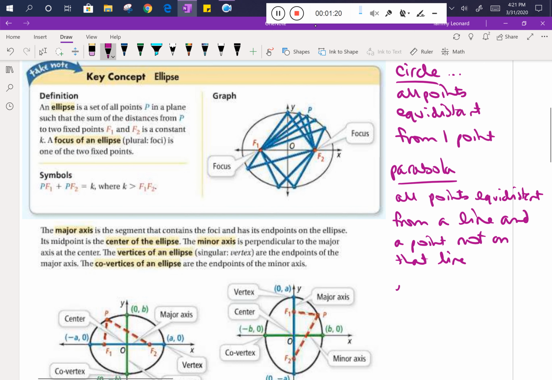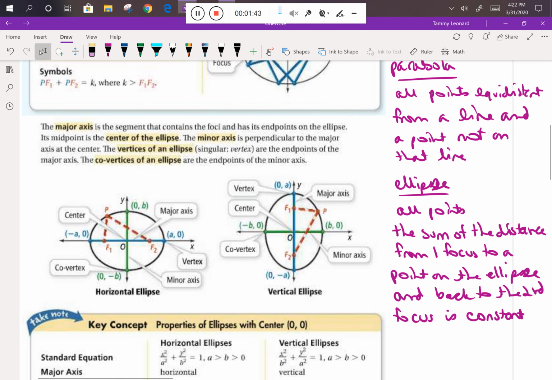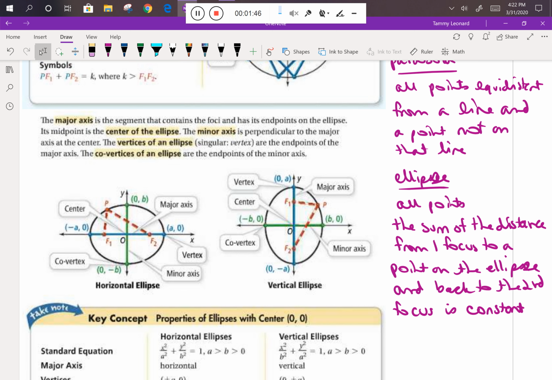But an ellipse is a little bit different. It's all the points where if you go from the point to the curve and back to the other point, the sum of those two distances is always the same. So I'm going to write that out and then come back and explain it. An ellipse is the shape that's created when the sum of the distance from a focus to the curve and back to the other focus is what's constant. So it's not equidistant from the two points, it's that the sum of those two things is always the same.